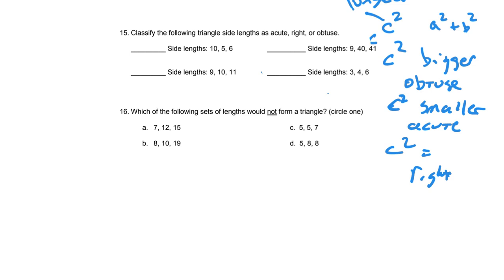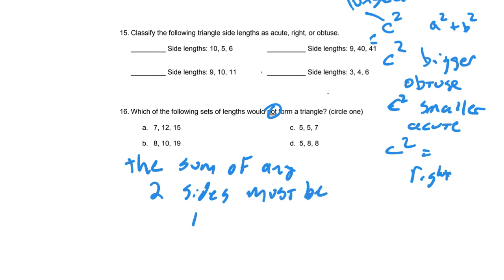All right, now the last one, 16, which would not form a triangle. Remember, the sum of any two sides must be bigger than the third side. Okay? So if I look at each one of these, I can take this one for example. D. 5 plus 8 is 13. That's bigger than 8. Okay? 8 plus 8 is 16. That's bigger than 5. Okay? And then, so that was going to make a triangle.